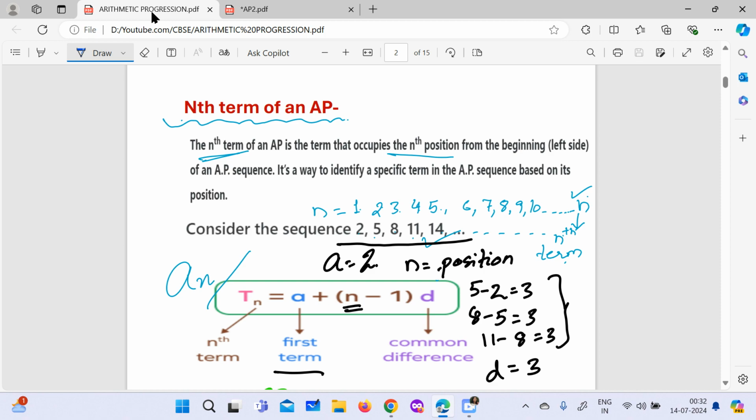See, the nth term of an AP is represented by Tn, which is equal to a, that is the first term, plus n minus 1 times d. n stands for the position of terms or the number of terms, and d stands for common difference. In the previous session, we learned how to find the number of terms, how to understand the general term of an AP, and then how to find the common difference.